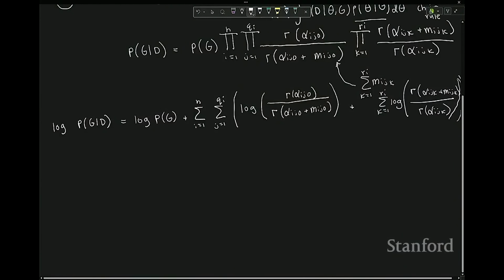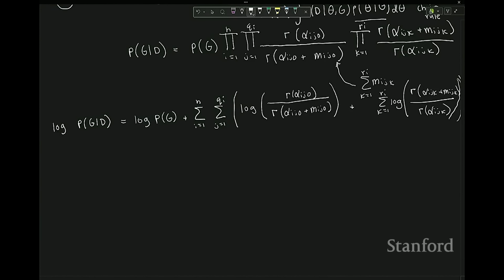Yes? I see an open parenthesis after the double summation. Yes. That closes right over there. Good catch. Definitely want to be careful of that for the assignment.